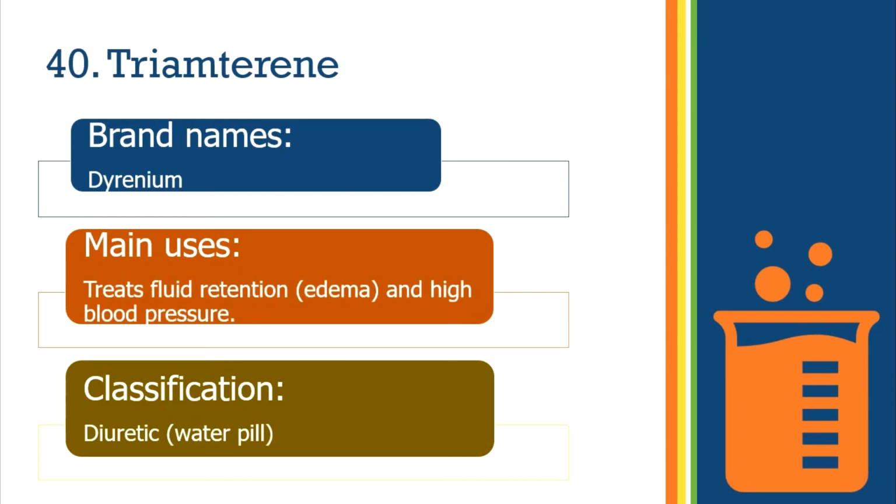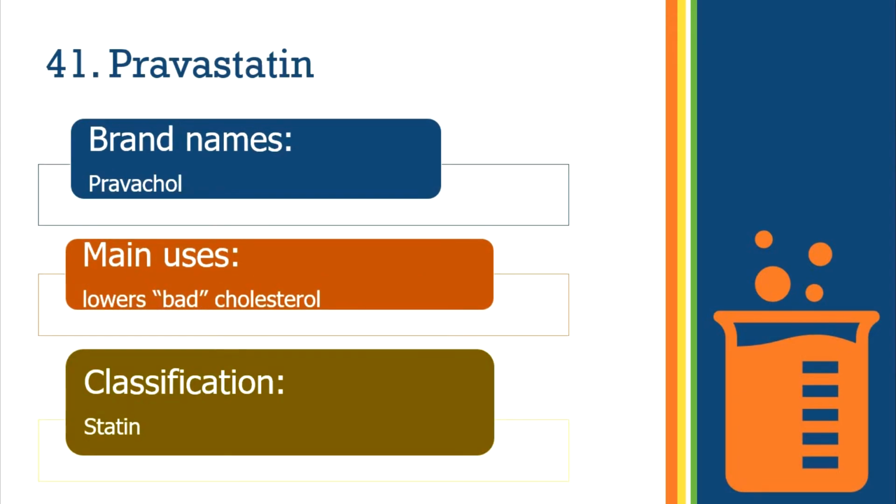Triamterene. The brand name is Dyrenium. It is mainly used to treat fluid retention and high blood pressure, classified as diuretic, also known as a water pill. Pravastatin. The brand name is Pravachol. Mainly used to lower the bad cholesterol, and it is a statin drug. Rosuvastatin. The brand name is Crestor, and it is used to treat bad cholesterol, and it is a statin medication.